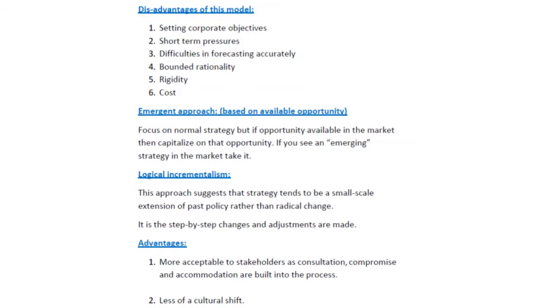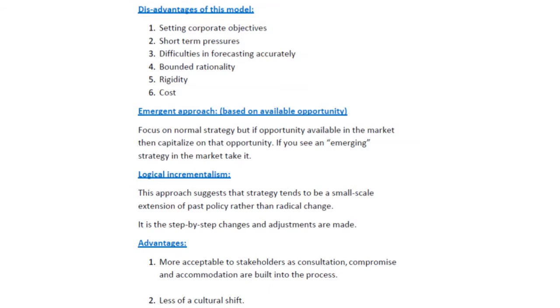For example, I produce motorcycles. So I keep producing motorcycles. If I see a demand in the market for a particular type of motorcycle, I will take it. So I see an emerging strategy and I pick it up. I look at an emerging opportunity and I pick it up. That's the emergent approach.